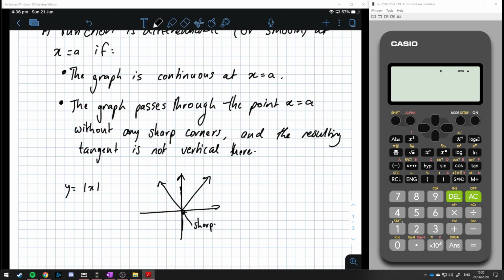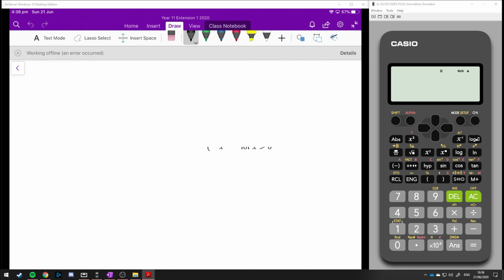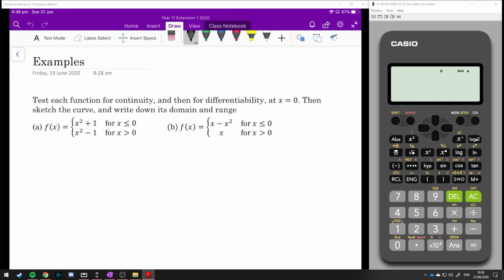Okay, so let's jump in and have a look at an example of this. Okay, it's pretty simple, and we will work it out from there. So we've got two little examples here. Test each function for continuity and then differentiability at x is equal to 0. Then sketch the curve and write down its domain and range.